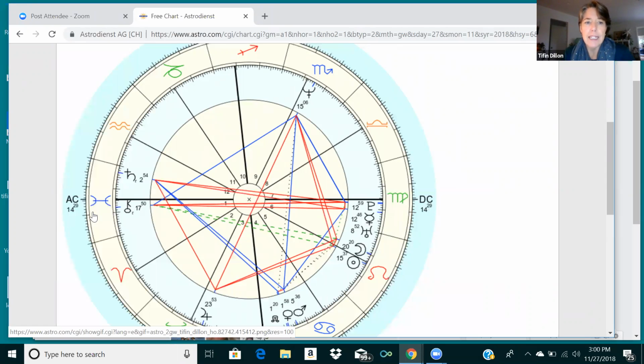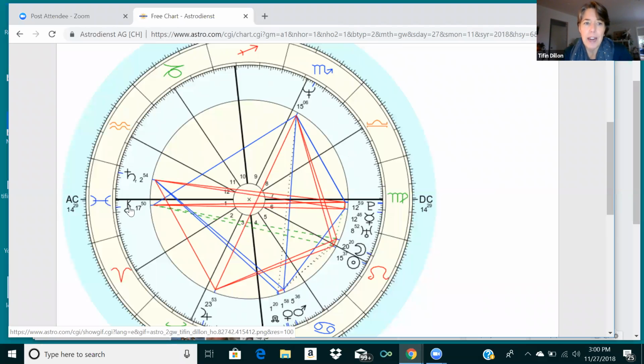But the horizon here, the planets below the horizon were not visible in the sky at the time I was born. The planets above the horizon could be found in the sky with a telescope. We have Neptune and Saturn above the horizon in my chart.